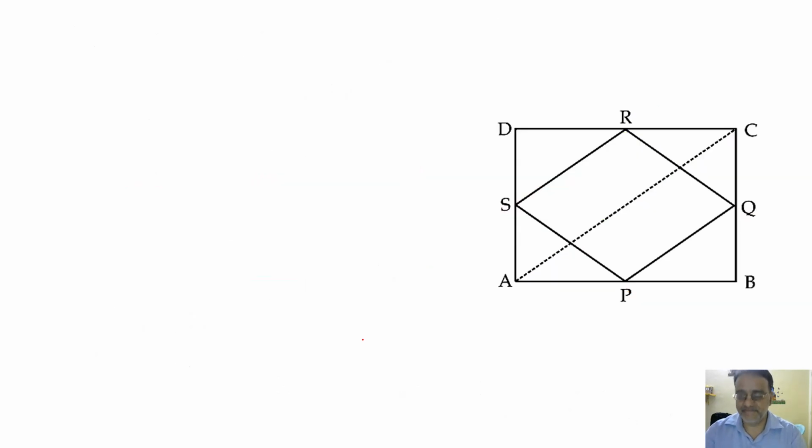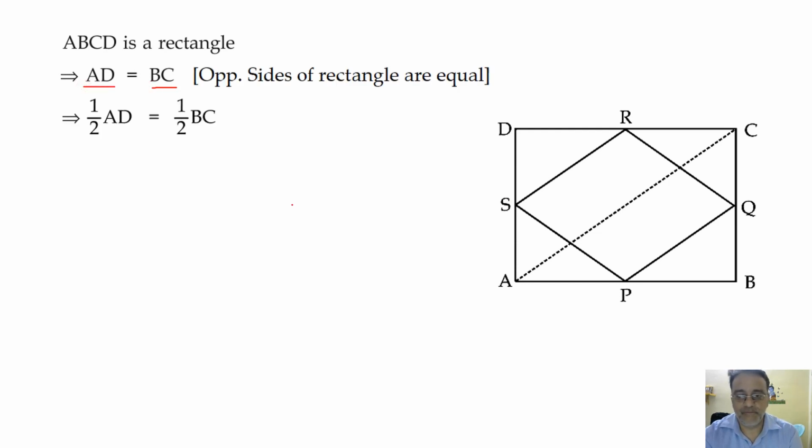So let us start. So first, ABCD is a rectangle, so AD is equal to BC. Okay, so half of AD is equal to half of BC. What is half of AD? We can write AS, and half of BC we can write BQ. Any doubt? No, sir. Okay.